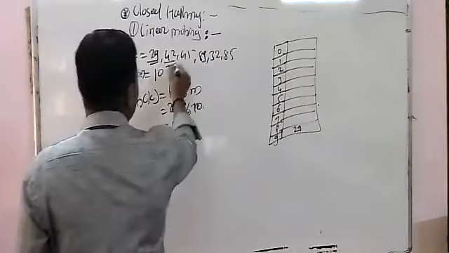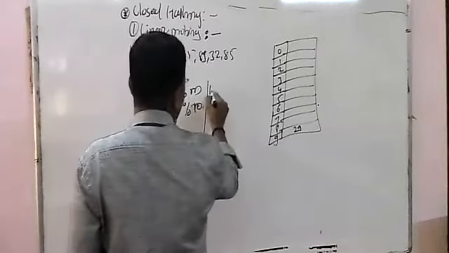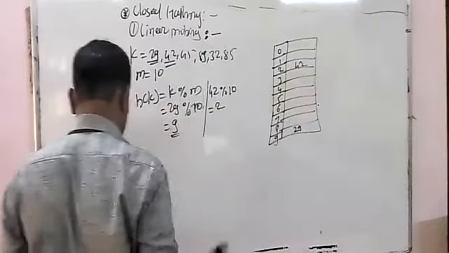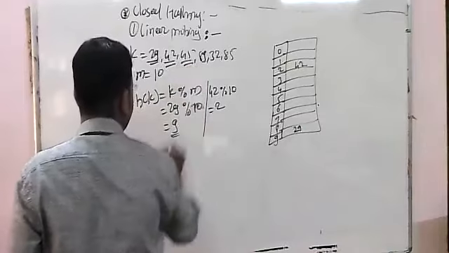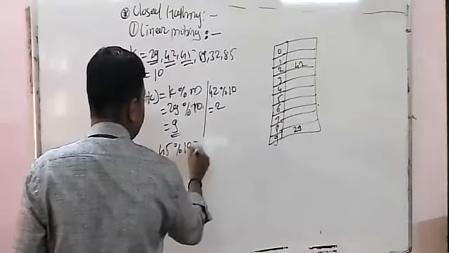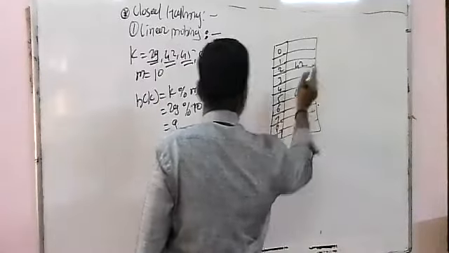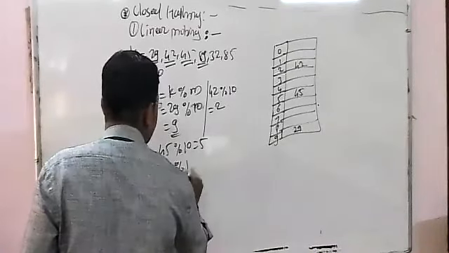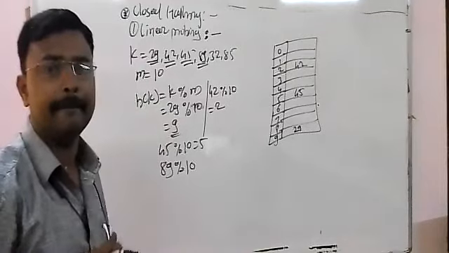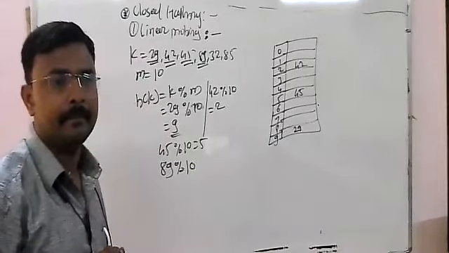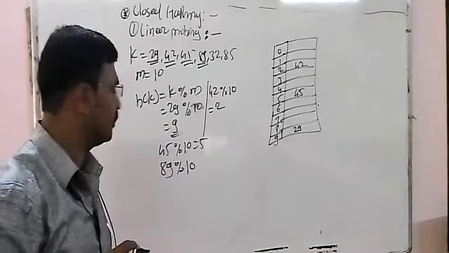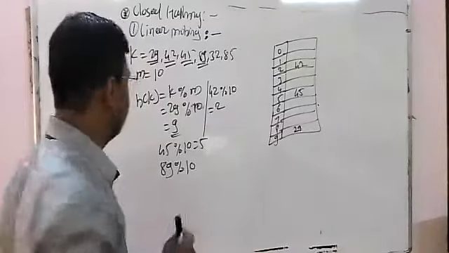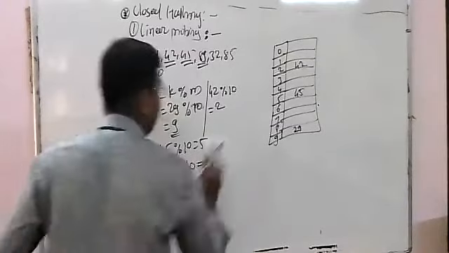Next, 42. Calculate the index value: 42 mod 10 is equal to 2, which will be stored at position 2. Then next, 45. 45 mod 10 gives position 5. Then next, 89: 89 mod 10 gives position 9. So 89 will be stored at position 9.